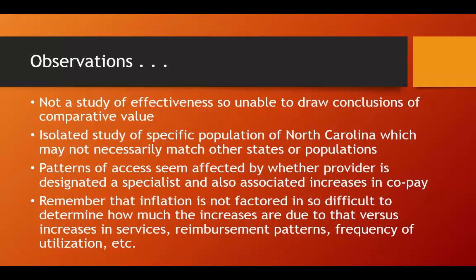So some observations. These are not studies of effectiveness, so we are unable to draw conclusions regarding discipline-specific comparative value. These are isolated studies of a specific population in North Carolina, which may not necessarily match other states or populations. Remember that inflation was not factored in, so it's difficult to determine how much the increases were due to increases in services versus reimbursement patterns or frequency of utilization, etc. It does appear from other studies, though, that compensation for services rendered by chiropractors has not risen proportionally to increases in utilization or compensation to other providers.